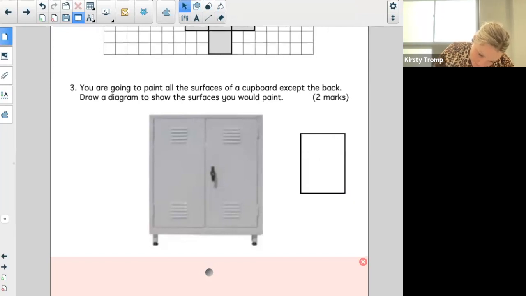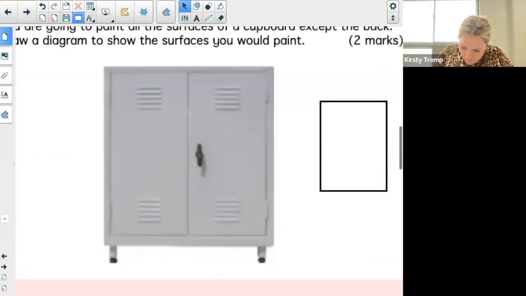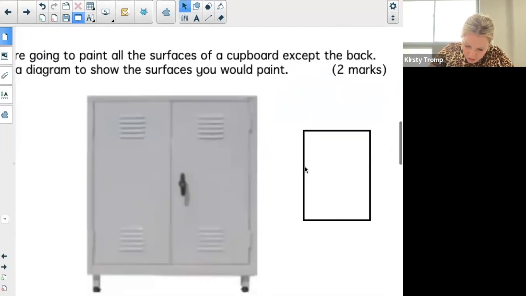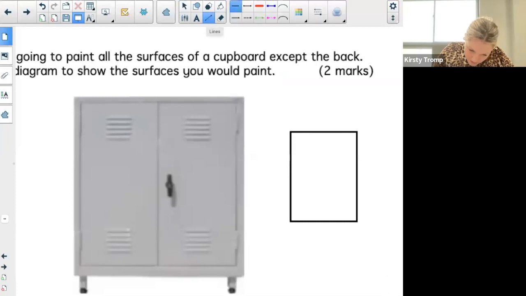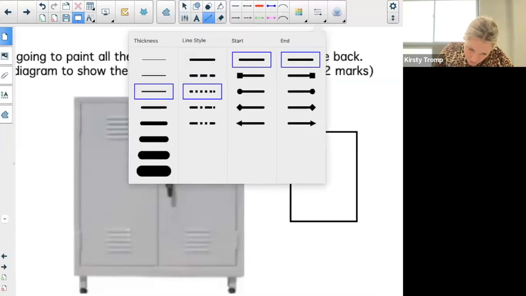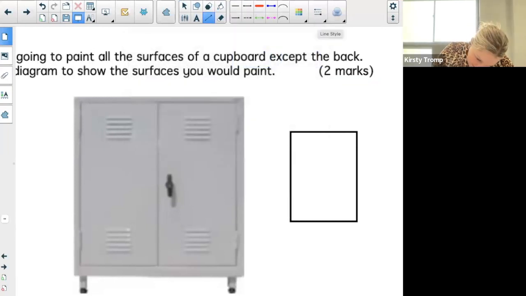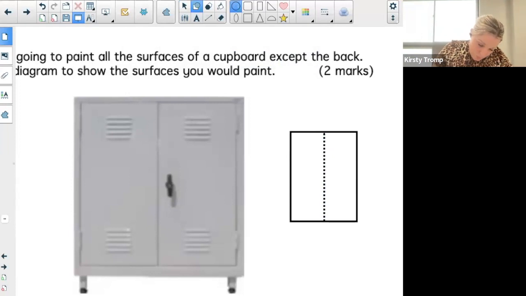All right, so there's my front of the cupboard. Just trying to do it so I've got a bit of space here for you guys so you can also see my drawing. I'm going to draw a little dashed line so you can see where the doors are. There's my 2 doors. All right. Then I'd want to paint the side of the cupboard. So there's the one side.